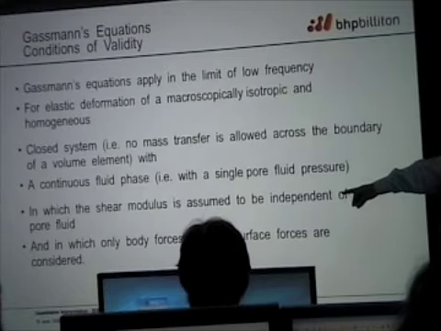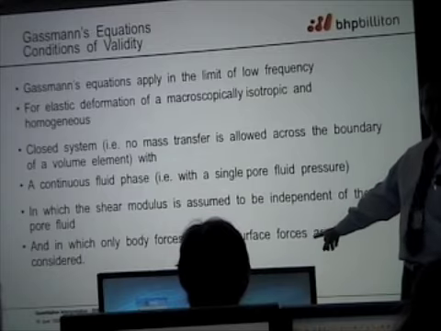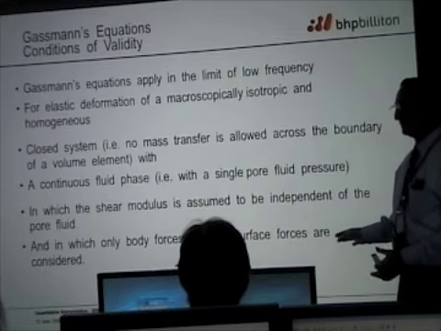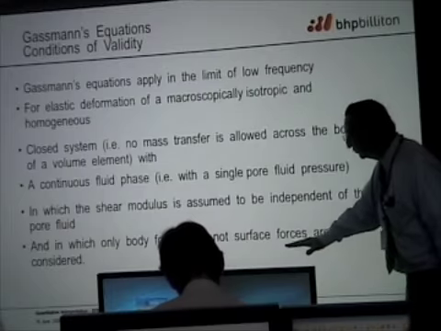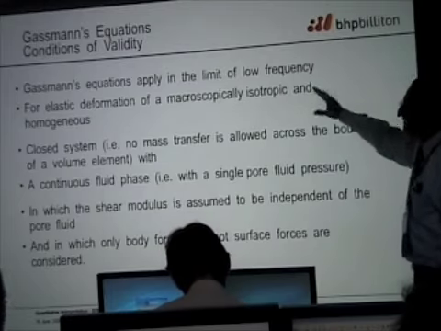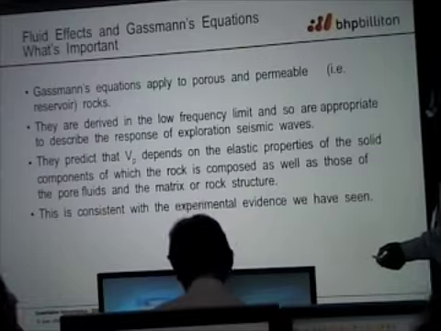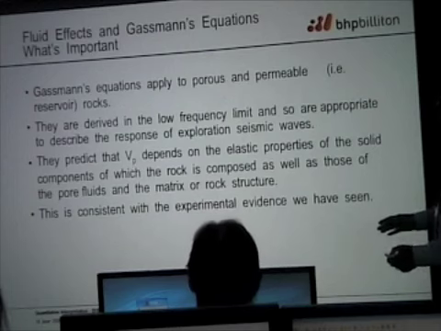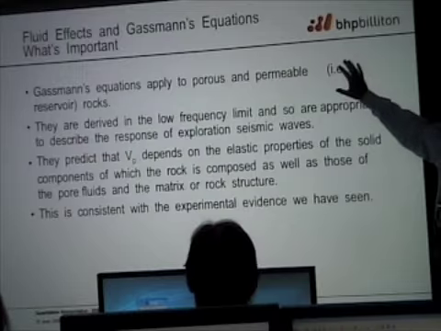And in which the body forces only, and not surface forces, are considered. Okay, that's important. I'm not considering surface tension here. We're only looking at body forces on the rock. If you then do the static analysis, you'll come up with those equations I gave you in the last slide. We're going to go in after lunch and talk about some details of Gassmann and what it means and how to understand it.